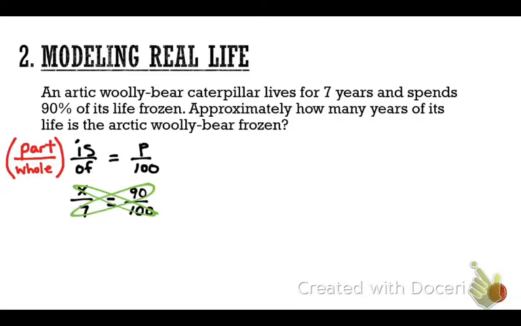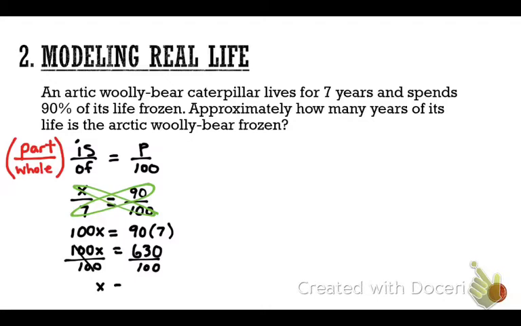Jalen, what should I do? Okay, 100 times X equals 90 times 7. Noah, what is 90 times 7? 630. Talila, how do I get X by itself? Divide by 100 on both sides. Talila, what do you get?